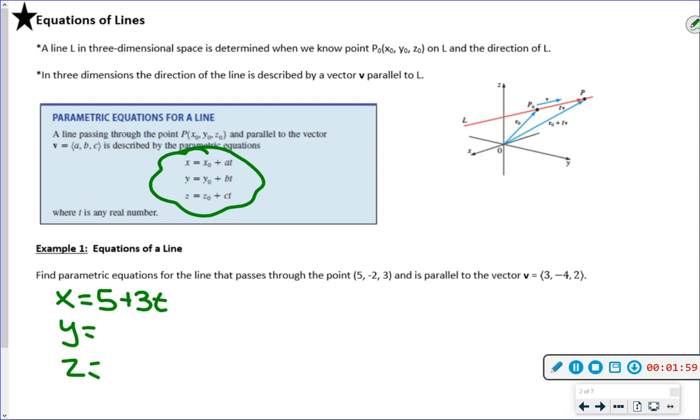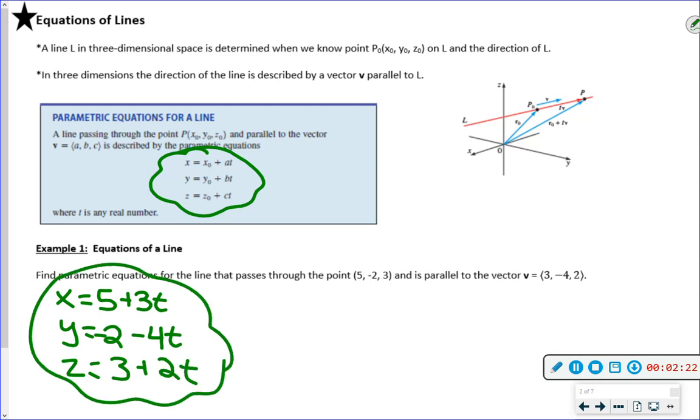For y, I'm going to start at the y coordinate of the point, -2. And I'm not putting plus -4. We're going to apply the vector, so I'm just going to put minus 4t. For z, start at the z coordinate of the point, 3, apply your vector, which is 2t. And that is it, my friends. I know, too easy after yesterday's crazy, ridiculous cross product.